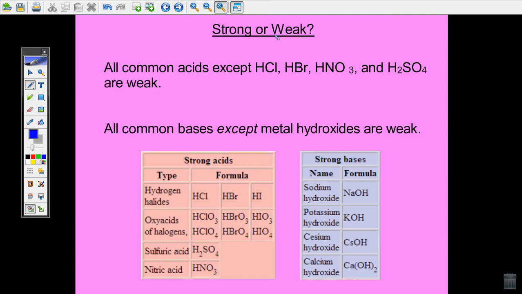Alright, strong or weak acids. You need to know the 7 strong acids: hydrochloric acid, hydrobromic, hydroiodic, sulfuric, nitric, and 1, 2, 3, 4, 5, chloric. Those are the 5. Y'all need to know those 5. And these are the strong bases. Y'all just need to know them.